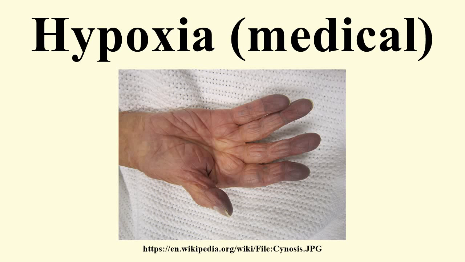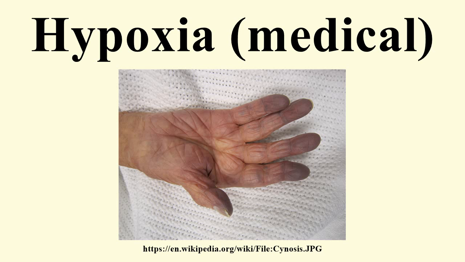Hypoxia is a condition in which the body or a region of the body is deprived of adequate oxygen supply. Hypoxia may be classified as either generalized, affecting the whole body, or local, affecting a region of the body. Although hypoxia is often a pathological condition, variations in arterial oxygen concentrations can be part of the normal physiology, for example, during hypoventilation training or strenuous physical exercise.